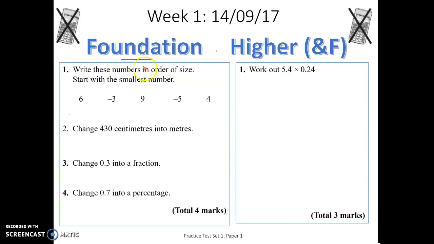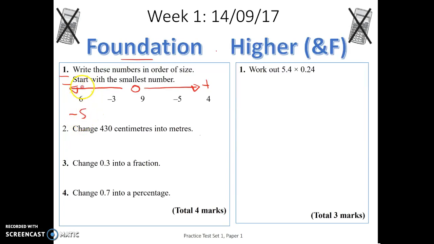So we'll have a look at the foundation questions first, and question 1 asks us to write these numbers in order of size, start with the smallest number. So if we imagine a number line with 0 in the centre, our positive numbers would get bigger that way, and our negative numbers would get smaller this way. Okay, so we need to look for the negative numbers first, and the smallest negative number is the -5.